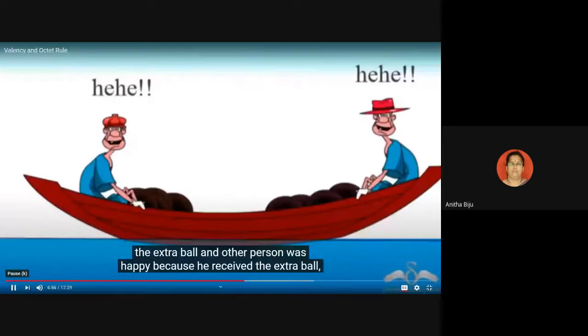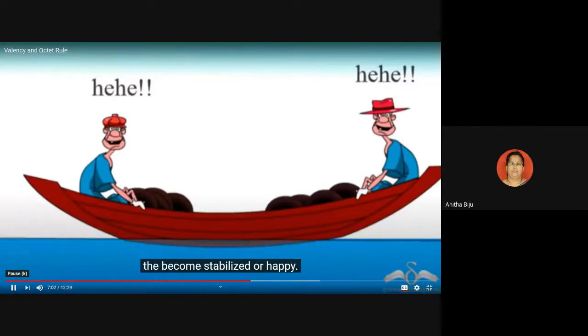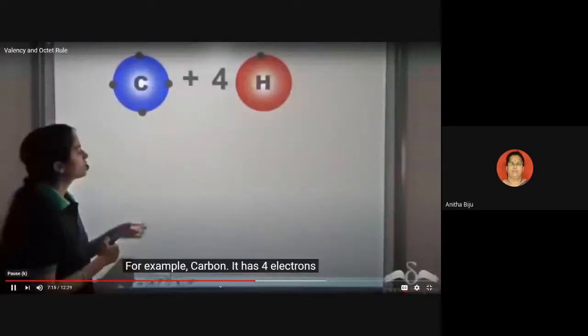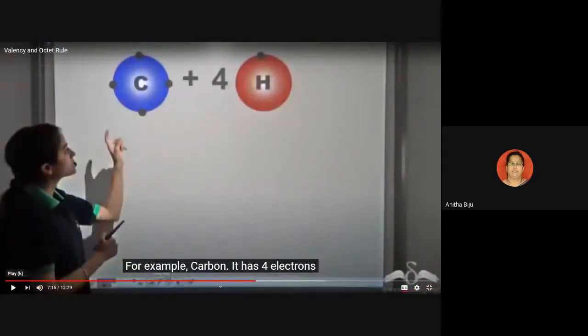This is the same case as in atoms. To gain stability, sometimes atoms lose electrons and sometimes they gain electrons. And by doing that, they become stabilized or happy. But gaining or losing electrons is not always the case. For example, okay, so this is all about the valency.